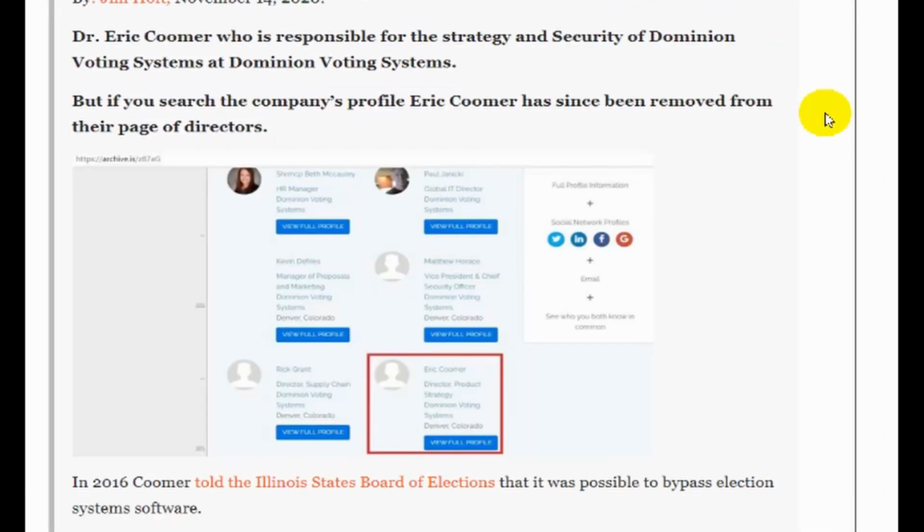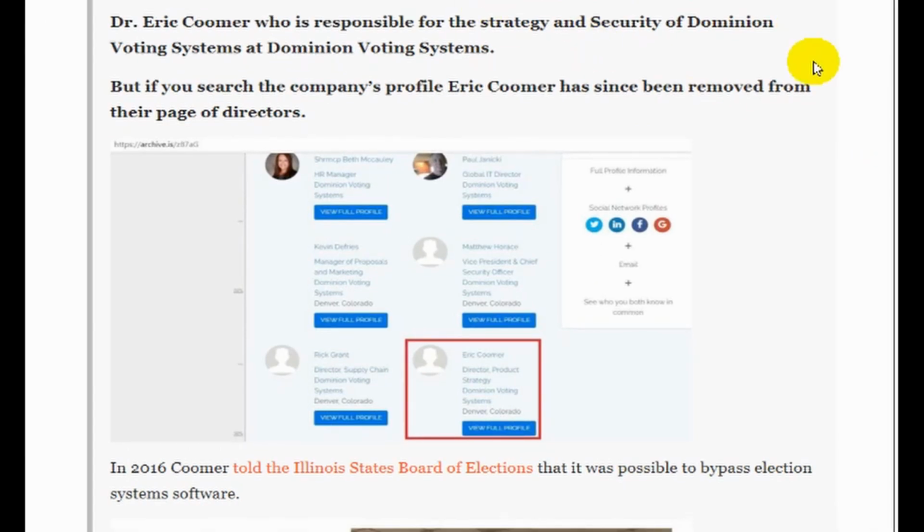Okay, in this last part I can't really confirm. Jim Hoft of the Gateway Pundit did an article which attempted to demonstrate that Eric Coomer previously had a page under Dominion Voting Systems on LinkedIn that was deleted. This is an archive page that we have a screenshot shown of, and it shows Eric Coomer's profile. He was the director of product strategy of Dominion Voting Systems in Denver, Colorado.